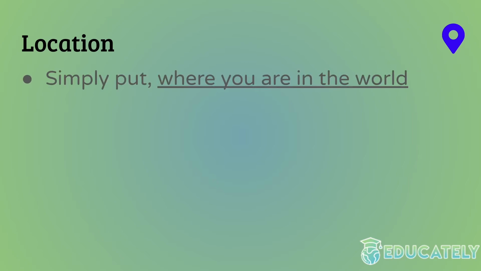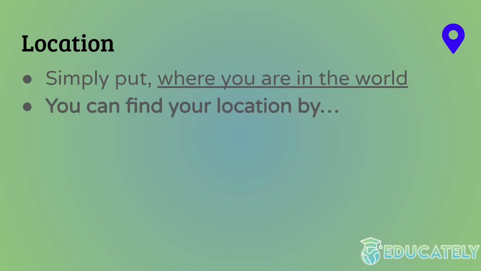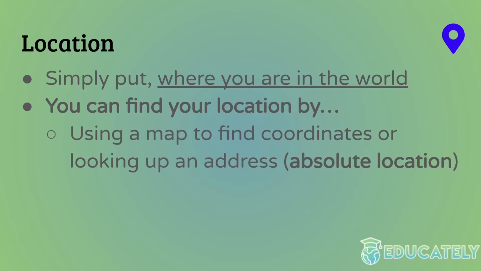Location. Simply put, location is just where you are in the world. You can find your location by using a map to find coordinates. So, for instance, if you have Google Maps on your phone or on your computer, you can use it to find your exact coordinates using a GPS system. Or you can look up your address if, for instance, you have a house. You know exactly where you are if you know your address because you can look it up in a map or in some sort of GPS. These methods are known as absolute location because you know exactly where you are numerically.